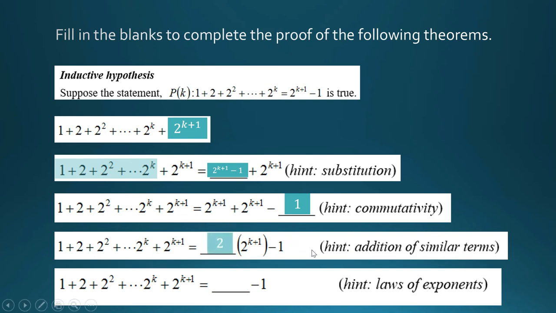And we now go to the last line. There is a hint here, laws of exponents. 2 times 2 raised to k plus 1, by the laws of exponents, is going to be 2 raised to k plus 2. K plus 2 is k plus 1 plus 1. And the reason why I show this to you is so that you can see that this result matches our inductive hypothesis.